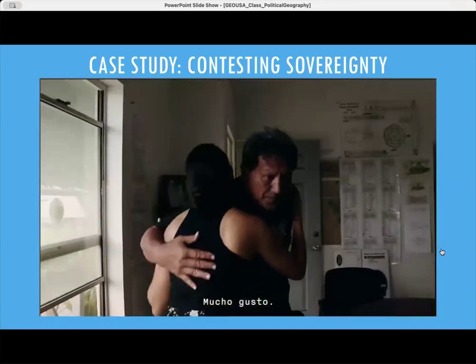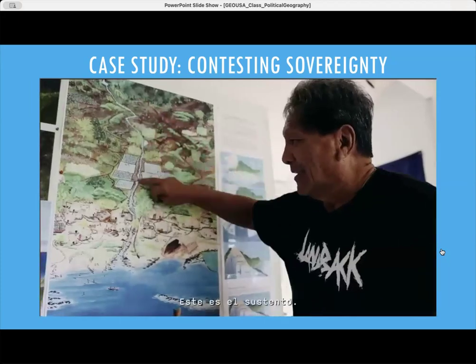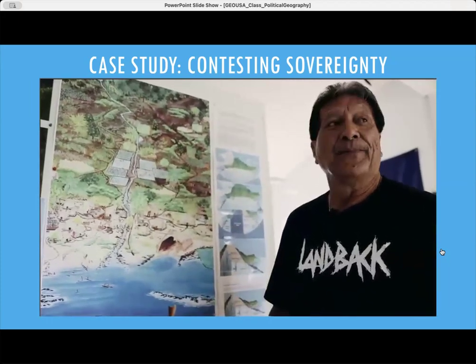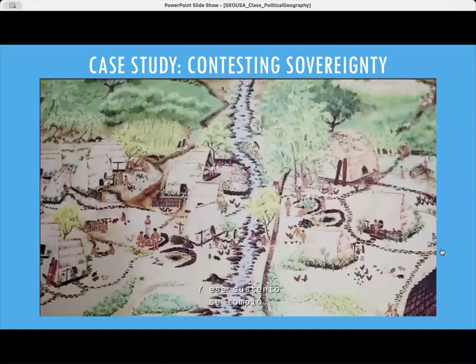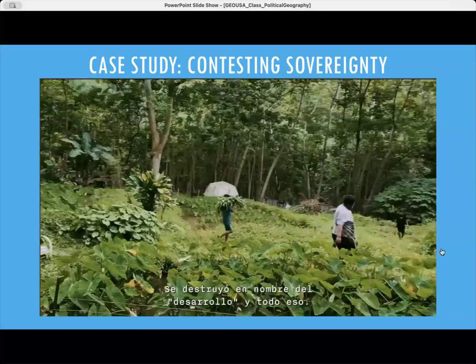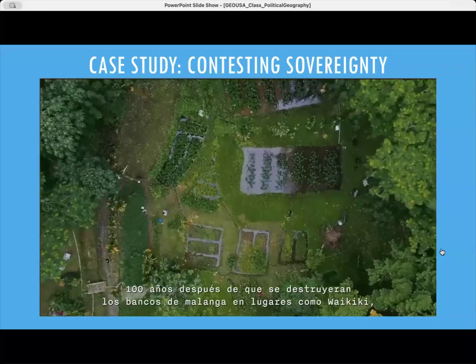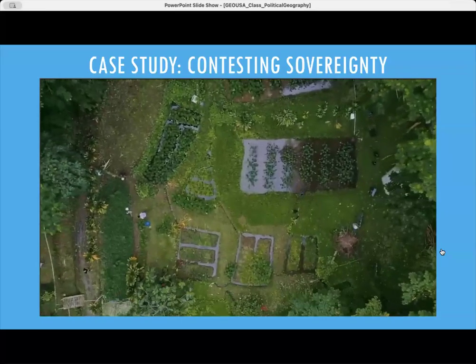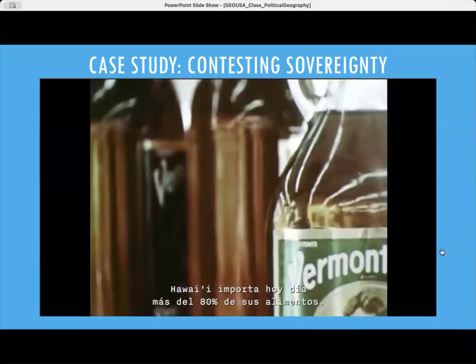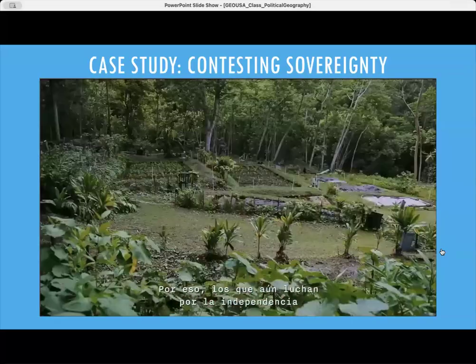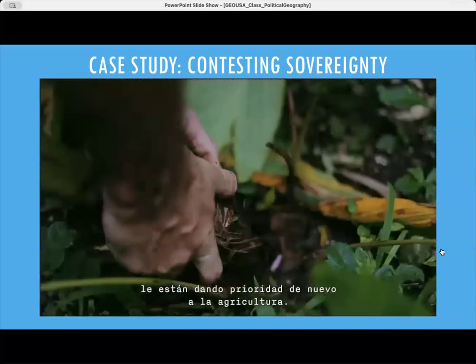America. Nice to meet you. This is the lifeline, and that lifeline was broken in the name of development and all that. 100 years after taro patches like the ones in Waikiki were destroyed, Hawaii now imports more than 80% of its food. That's why those still fighting for independence are prioritizing farming again.